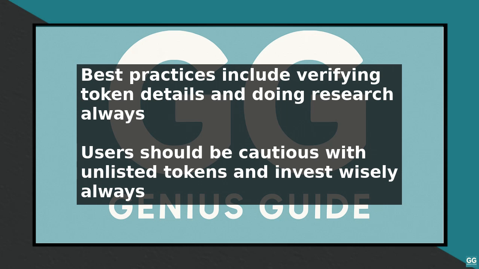In conclusion, the Uniswap token list is a critical component of the Uniswap ecosystem, providing a level of assurance and trust for users and helping to promote a safe and secure trading environment. By understanding how the token list works and how to use it effectively, users can get the most out of the Uniswap platform and make informed decisions about their cryptocurrency investments.